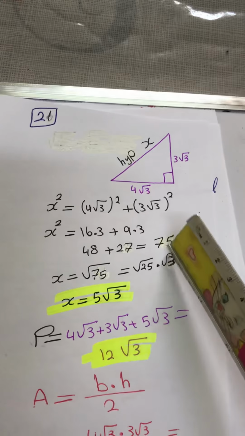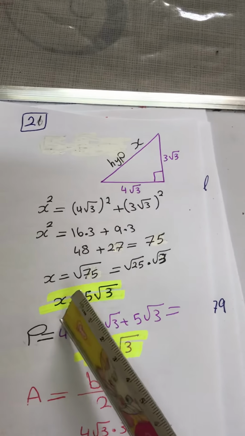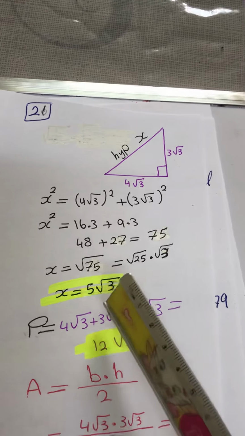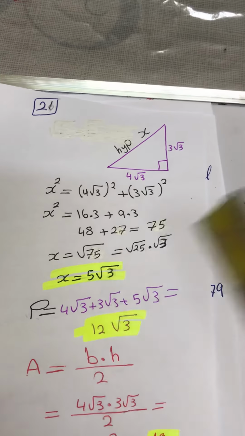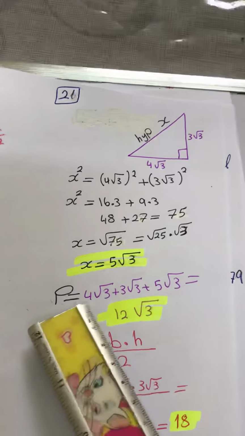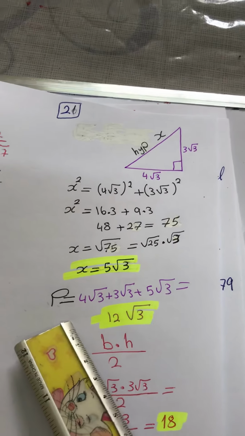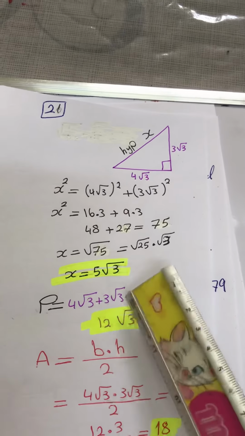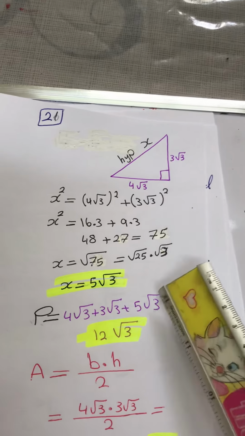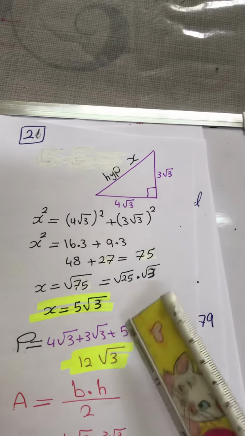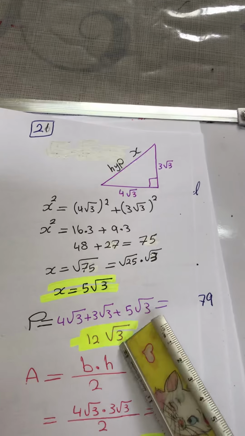But I don't want x squared, I want x only. So I'll find the square root of 75. It will be the square root of 25 times the square root of 3, that's to say 5 square root of 3. Please give the answer in the simplest form. And then he asked about the perimeter. For the perimeter, add the three sides together: 4 square root of 3 plus 3 square root of 3 plus 5 square root of 3. I'll write the square root of 3 just one time and add 4 plus 3 plus 5. So the answer is 12 square root of 3.